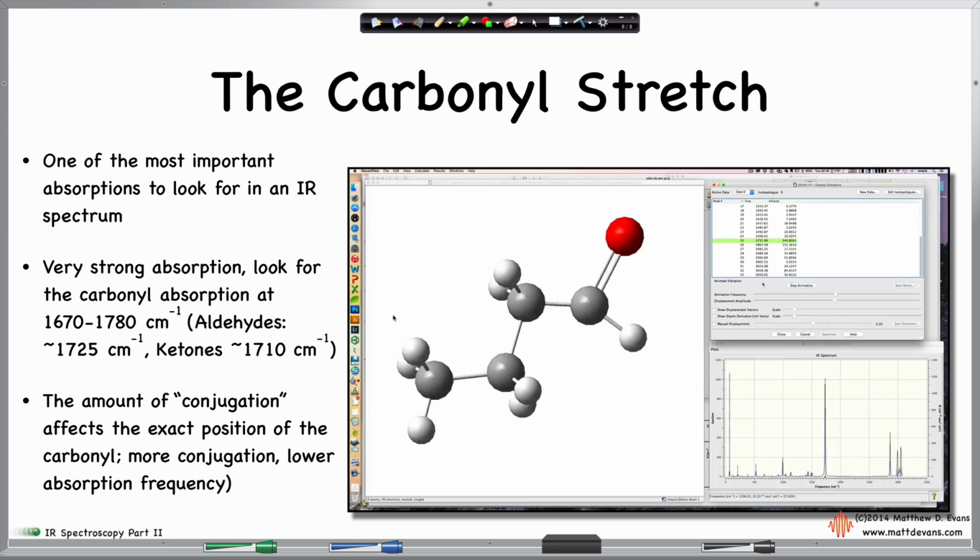This is one of the most important absorptions to look for in an IR spectrum. It's pretty much the first absorption that I always look for, and it's very distinctive. It's usually right around 1700. Very strong absorption, almost 0% T, and typically between 1670 and 1780. Aldehydes are a little bit different than ketones, although it's kind of hard to distinguish these two sometimes.